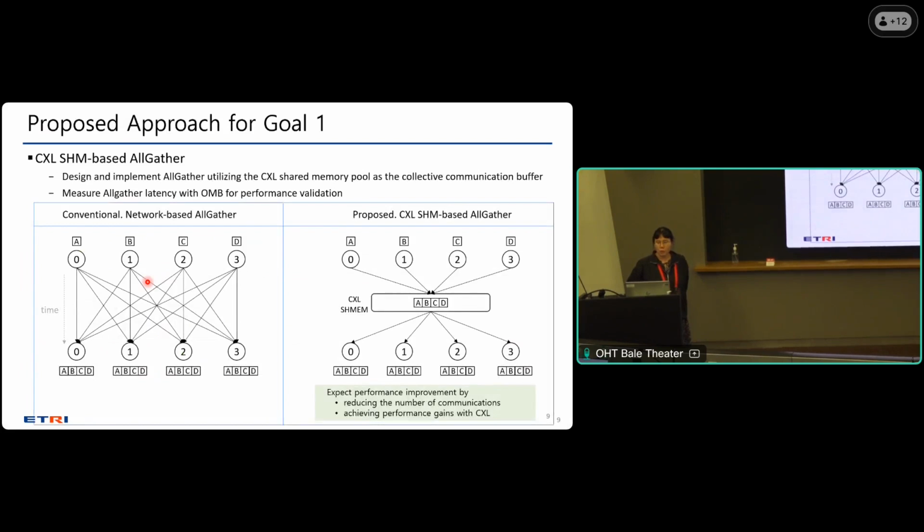For goal 1, we propose the CXL shared memory-based all-gather. For this approach, we design and implement all-gather utilizing the CXL shared memory pool as the communication buffer of the collective communication. And we measure the all-gather latency with the OSU micro benchmark for performance validation. In this proposed approach, we can expect performance improvement by reducing the number of communications and achieving performance gains with the CXL interconnect over Ethernet or InfiniBand.